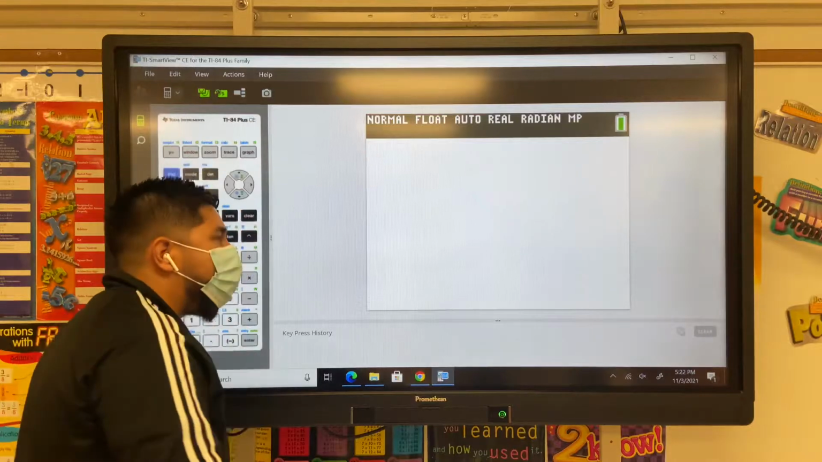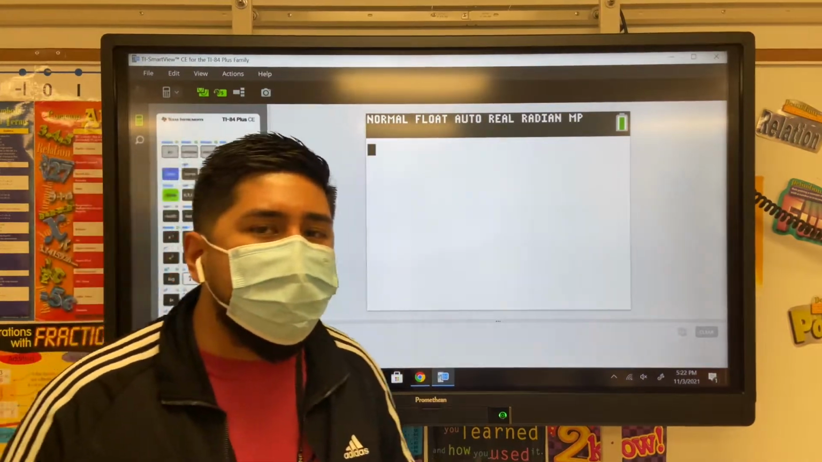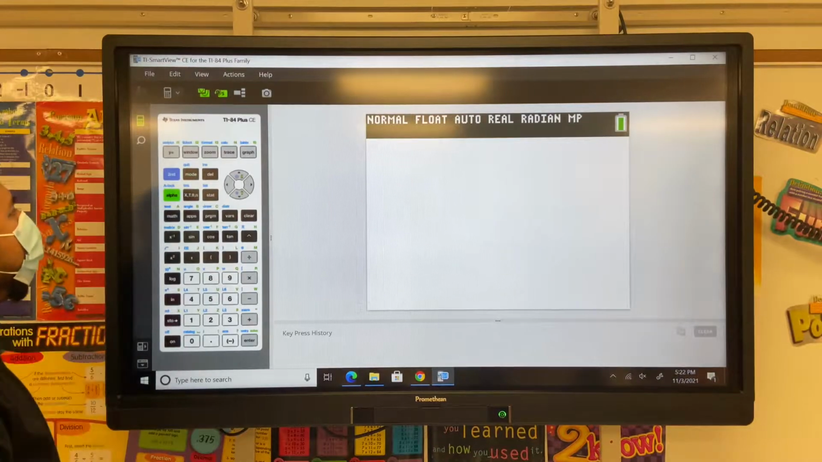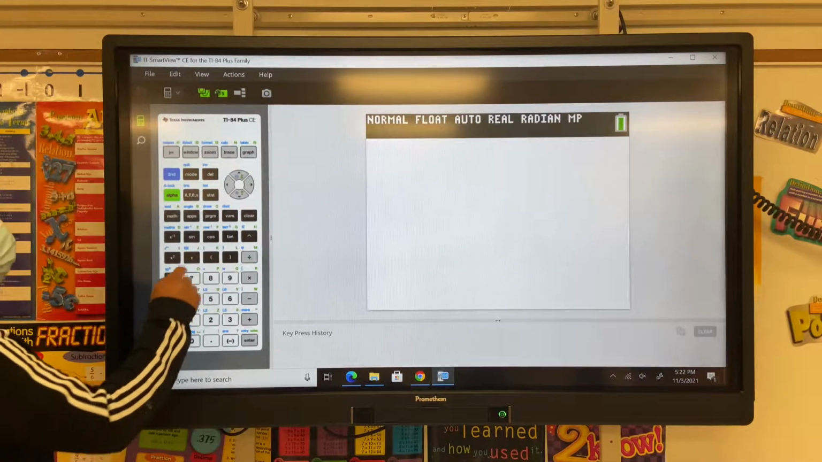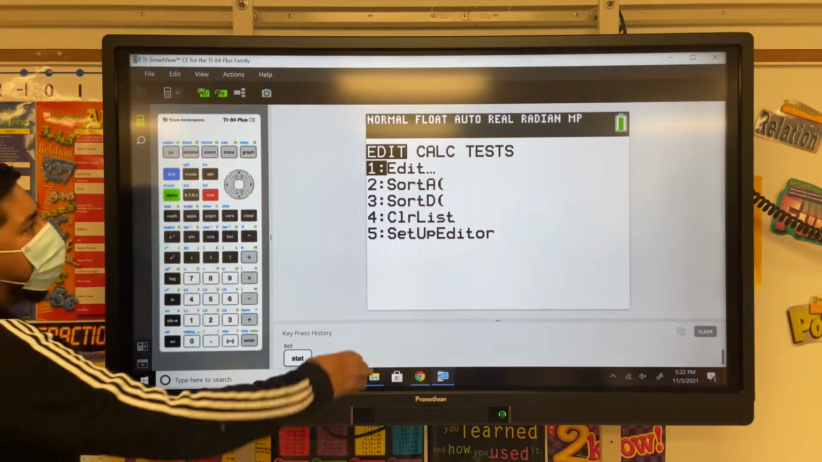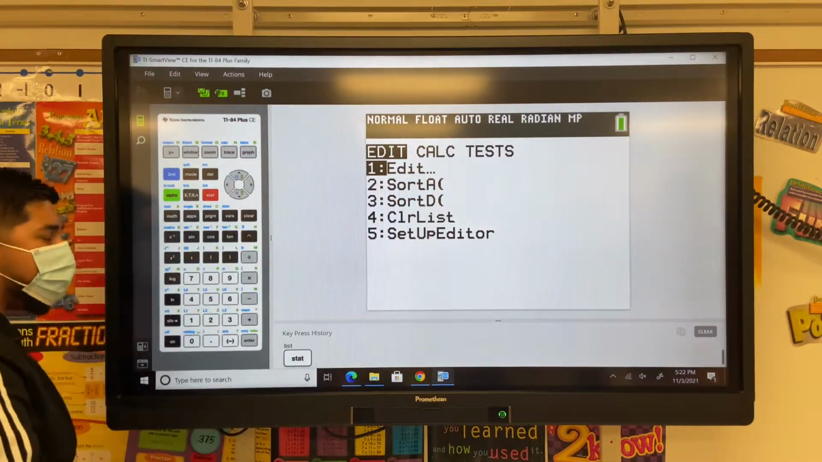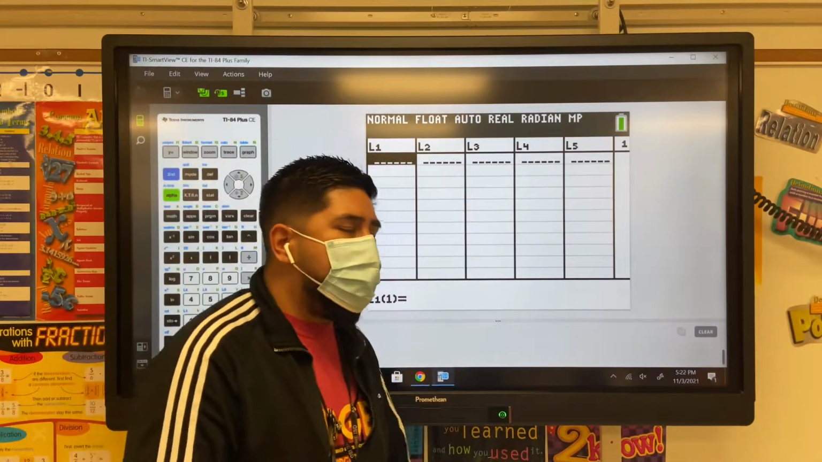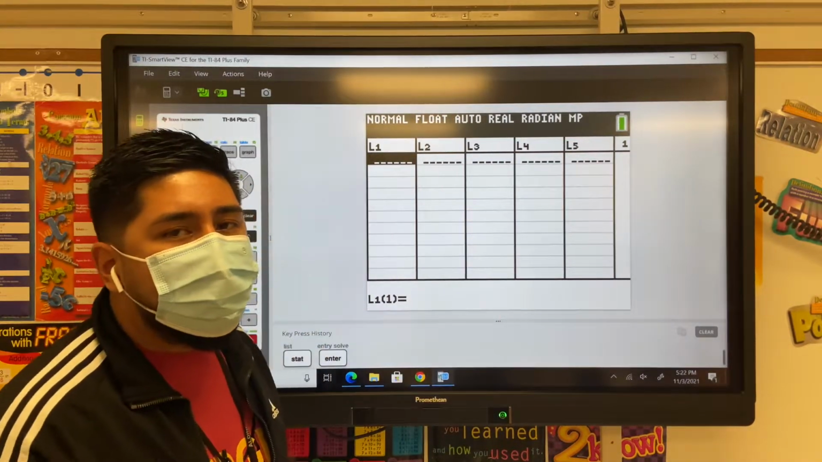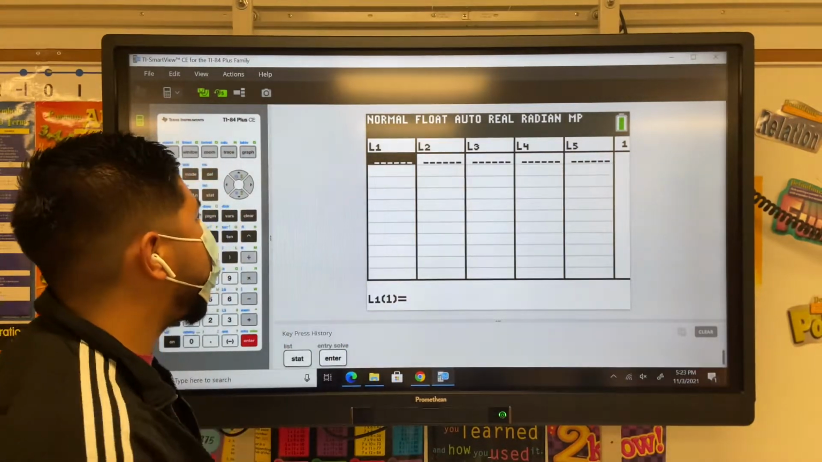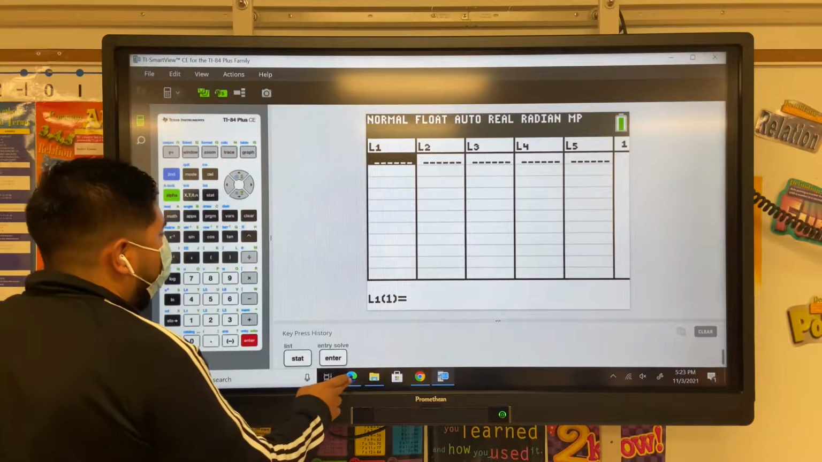Bringing out the calculator. Make sure you have a calculator in your hand. Following the steps, very nice and easy. First button that I press is stat right here next to the little cursor, stat. Make sure it says edit. I click enter. Make sure you see the table. Don't forget, if it's going too fast, please press pause.